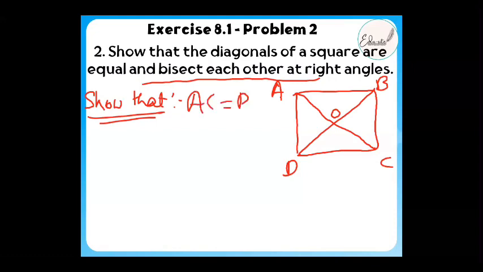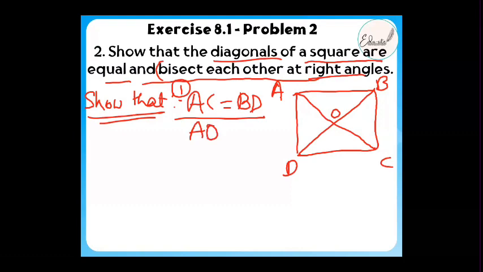BD. Yes, excellent. We are going to show this at first. AC is equal to BD. After that, they have told you the next question is first to show that the diagonals of the square are equal. Then the second thing is to show that they bisect each other at right angles. To bisect each other का मतलब होता है they divide it perfectly.